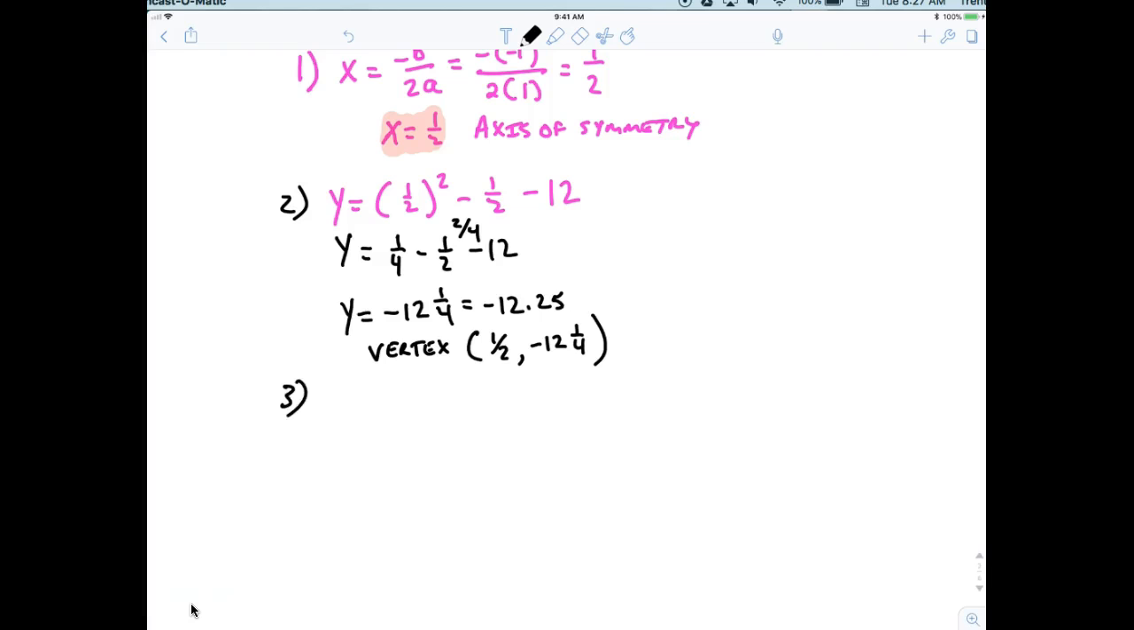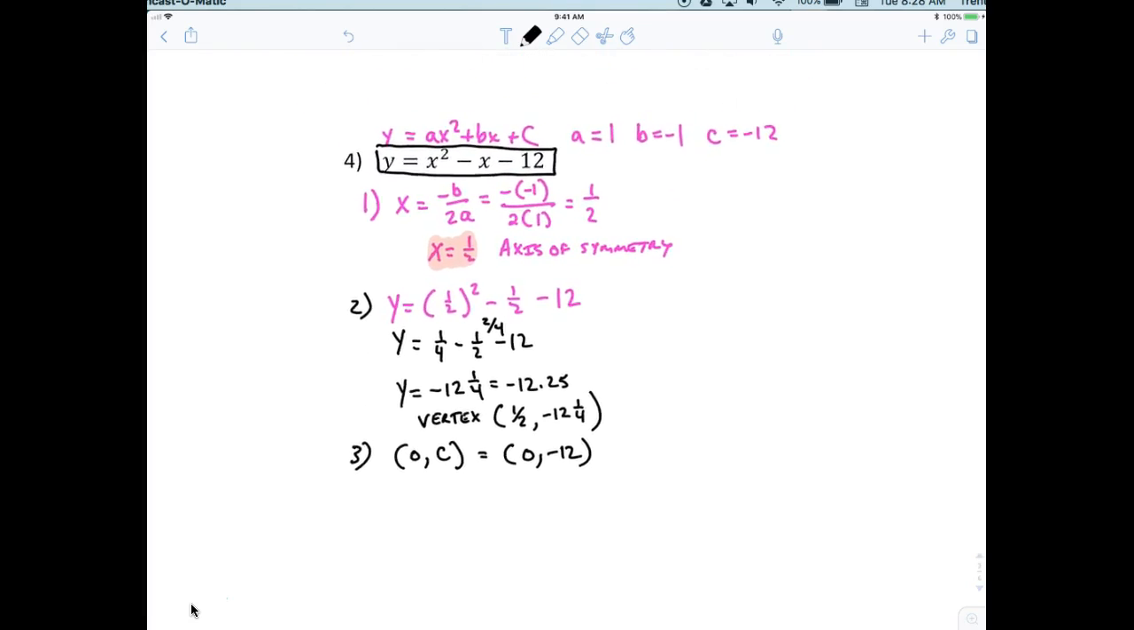Now, step number 3, the y-intercept. The y-intercept is always 0, comma, c, which in this case is 0, comma, -12. Thank you very much. 0, comma, -12. Yes. It's 0, c. What is c?